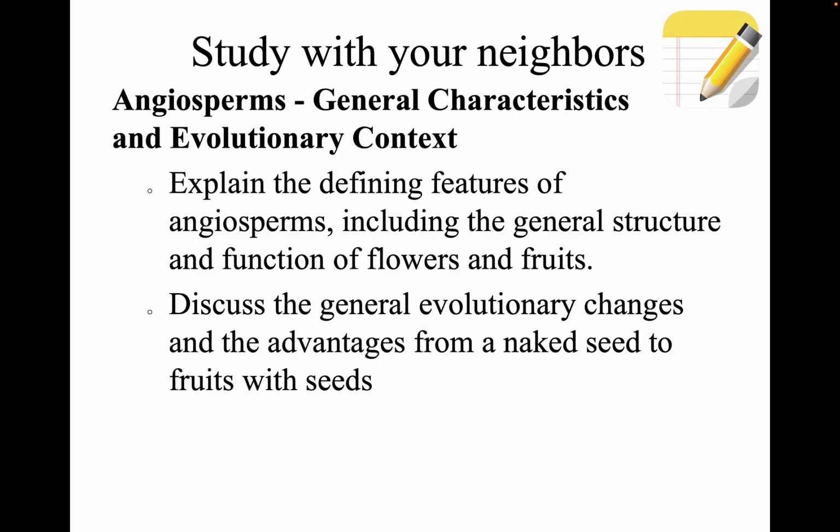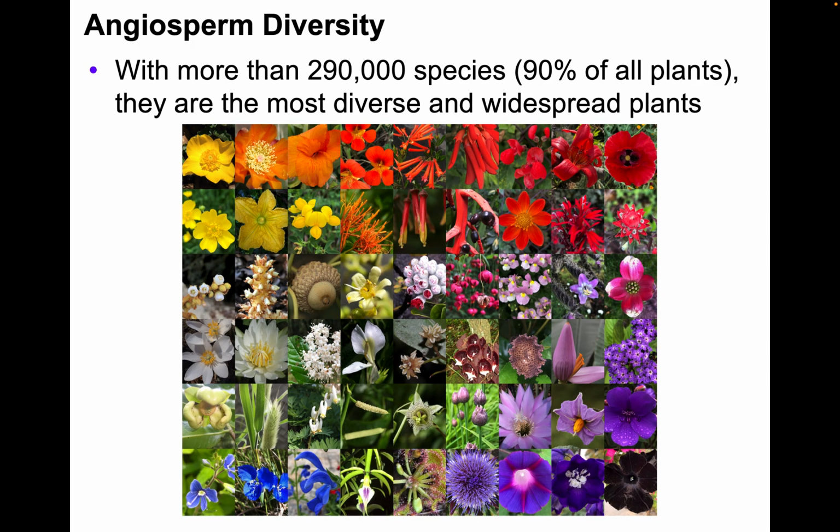All right. Pause your video here to tackle these two questions: explaining defining features of angiosperms, including general structure and function of the flower and fruit, and discussing some of those evolutionary changes and advantages that our seeds with fruits and flowers have over just a pure naked seed and cone scenario from the gymnosperms. 3, 2, 1. All right, hopefully you paused. Moving on from the next two.